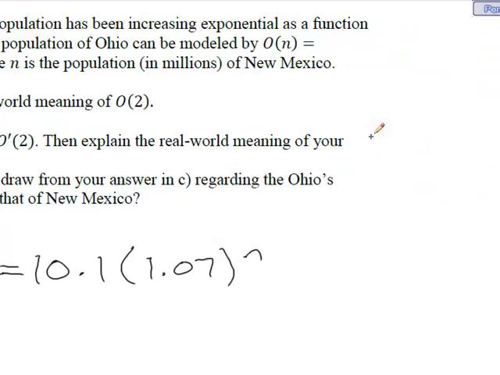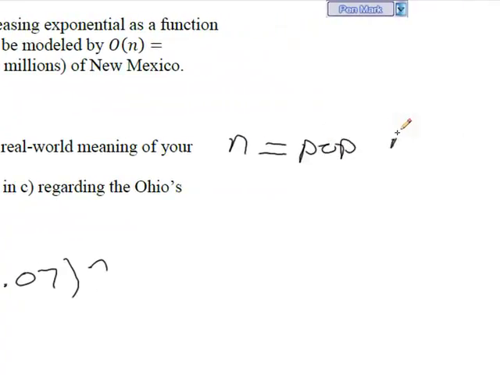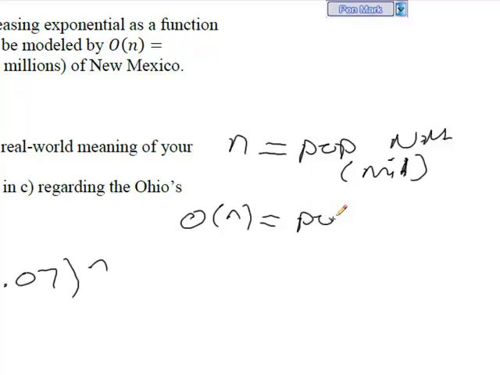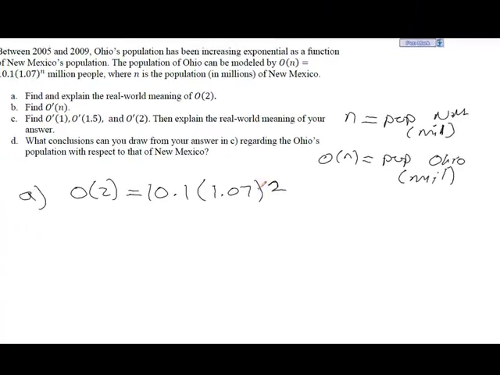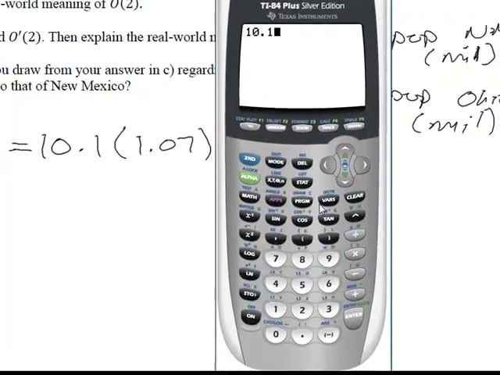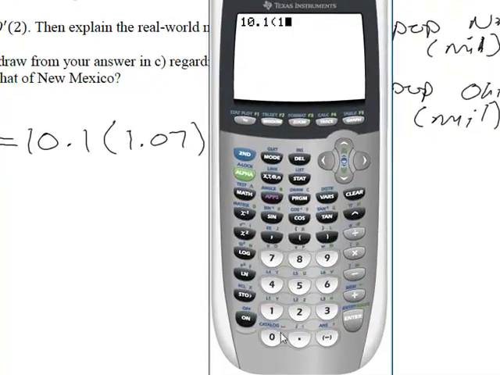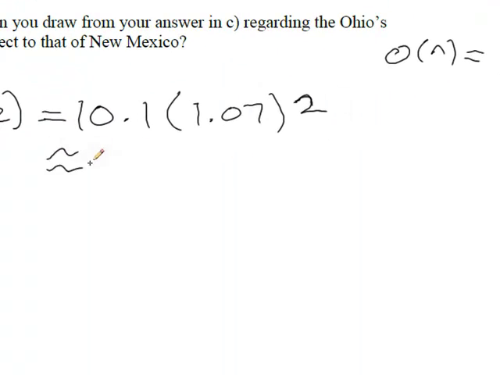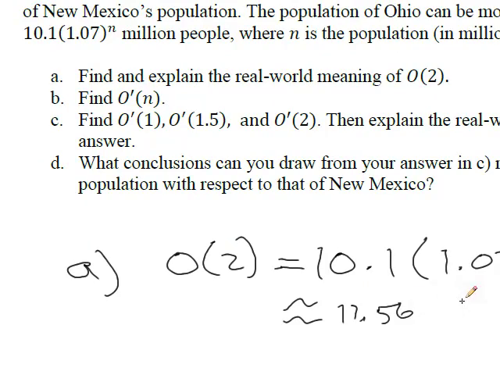Now, before we do that, let's talk about what N represents. That's the population of New Mexico, and this is in millions. And then the output, O of N, will be the population of Ohio in millions. Okay, so we want to plug in a 2, and we'll evaluate this in our calculator. Probably not worthwhile to plug this into our y equals right now, since we're only using it for one output value. I'll raise that to the second power, and I get 11.56 roughly. So we'll just write down 11.56.